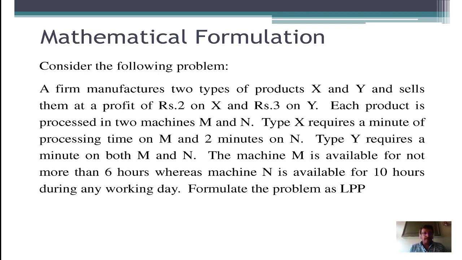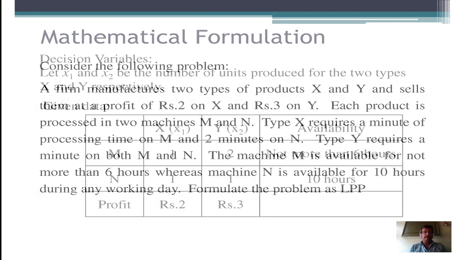So consider the following problem. A manufacturing firm makes two types of products X and Y and sells them at a profit of ₹2 on X and ₹3 on Y. Each product is processed on two machines M and N. Type X requires 1 minute of processing time on machine M and 2 minutes of processing time on N. Similarly, type Y requires 1 minute on both M and N. Machine M is available for not more than 6 hours, whereas N is available for 10 hours during any working day. So how will you formulate this problem as a mathematical model by using a linear programming problem?